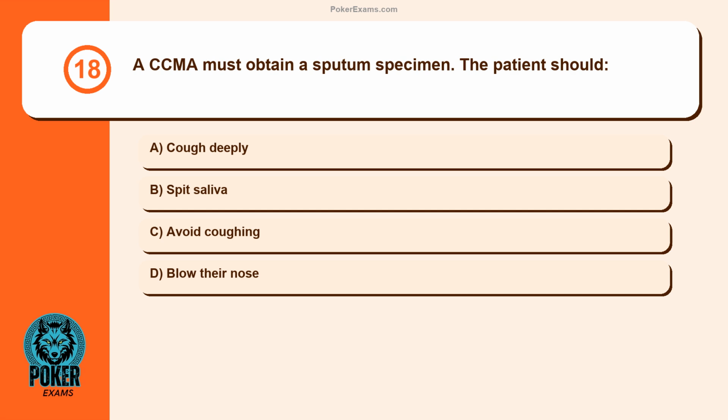Question 18. A CCMA must obtain a sputum specimen. The patient should cough deeply, spit saliva, avoid coughing, blow their nose.